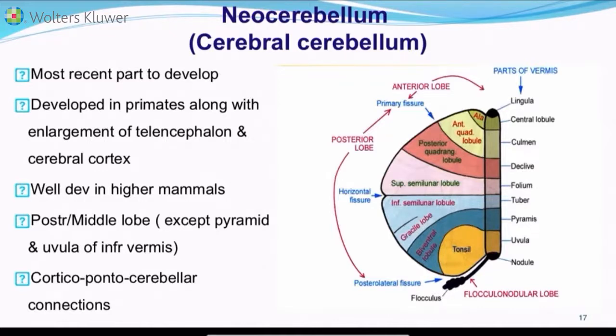So these are the three morphological subdivisions of cerebellum: archaecerebellum, paleocerebellum and neocerebellum. Archaecerebellum, to reiterate once again, is concerned mainly with equilibrium. Paleocerebellum is concerned mainly with tone and posture of trunk muscles, and neocerebellum is mainly concerned with the performance of highly skilled, coordinated, voluntary motor activities.